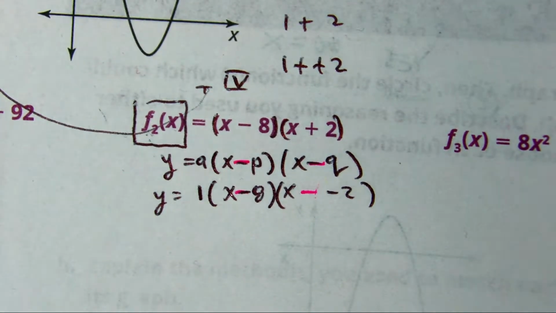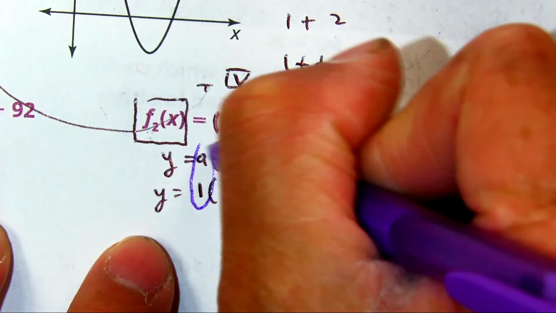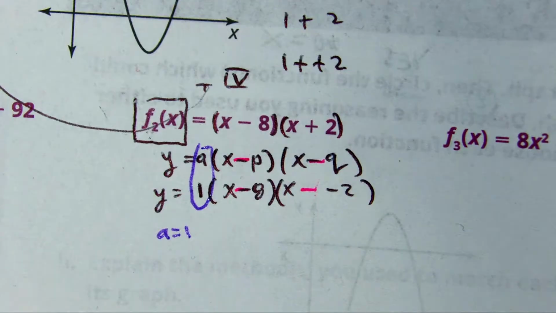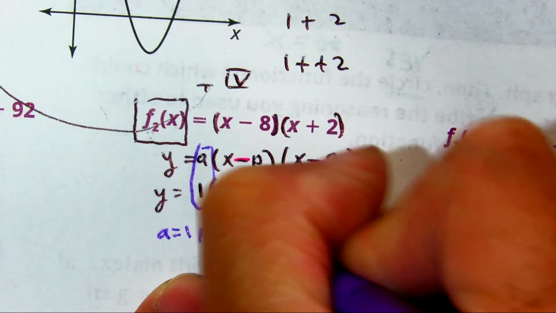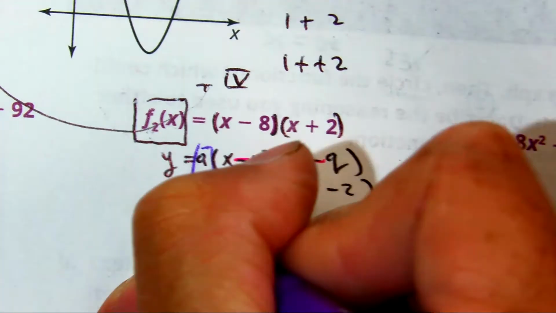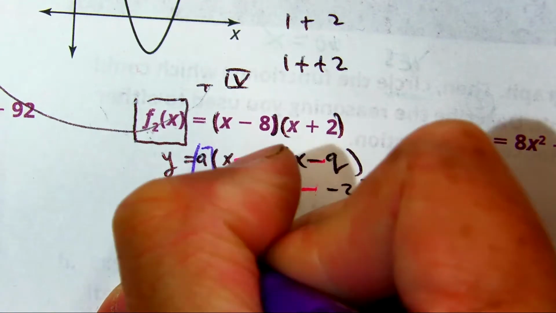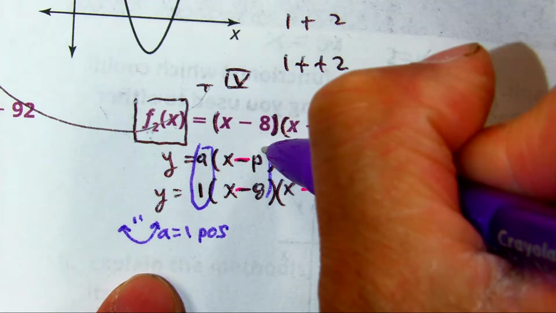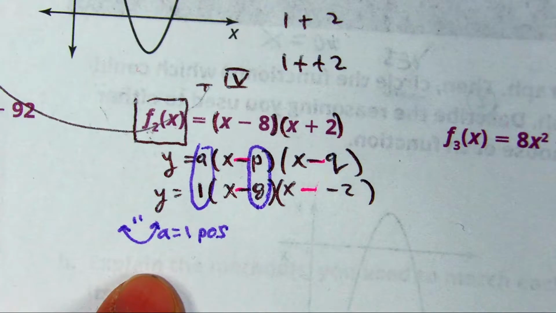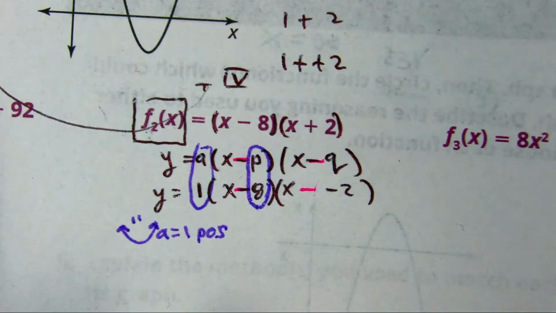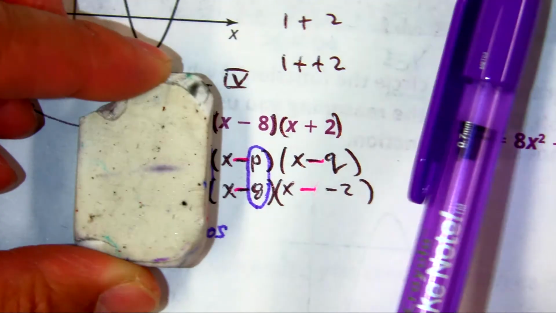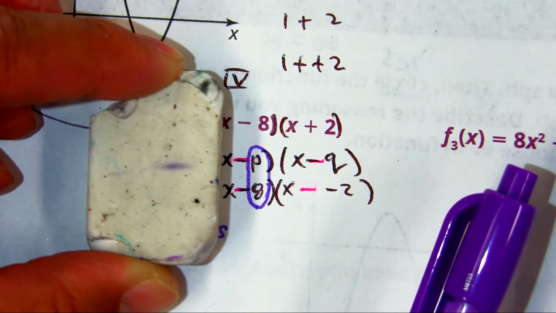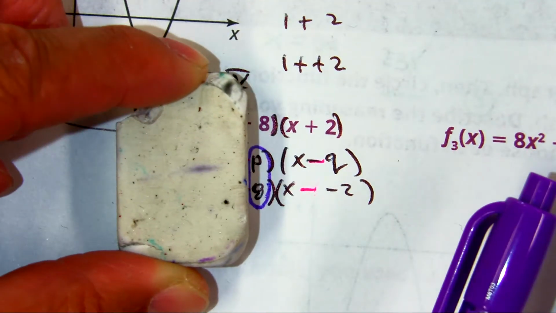Class, what's our A value? 1. A is 1. Is this positive or negative? Positive people do what? Smile. They smile. So the graph's going to open up. My P value is 8. Remember, you have in the formula minus signs. So you cover up the parentheses, the X, the minus sign. Then you see that P is equal to 8.